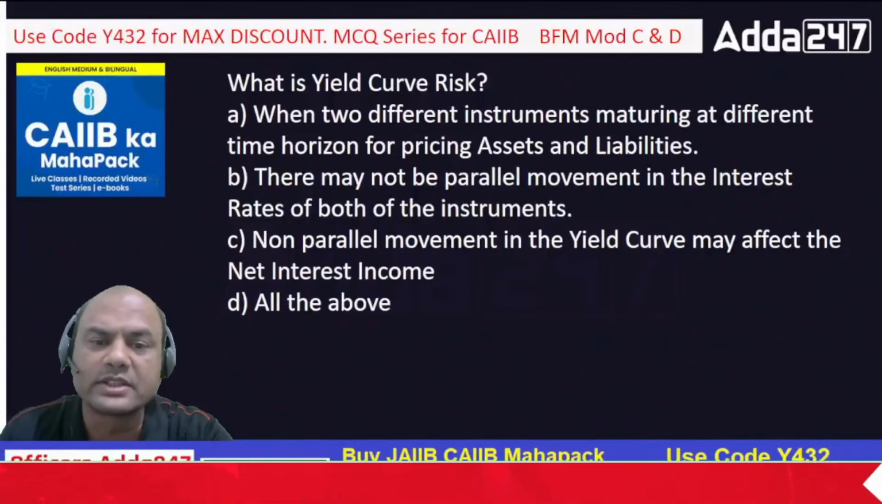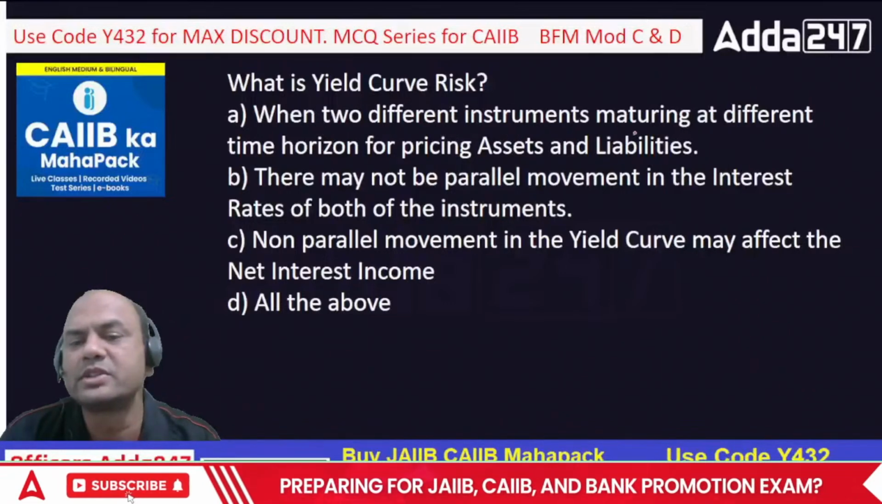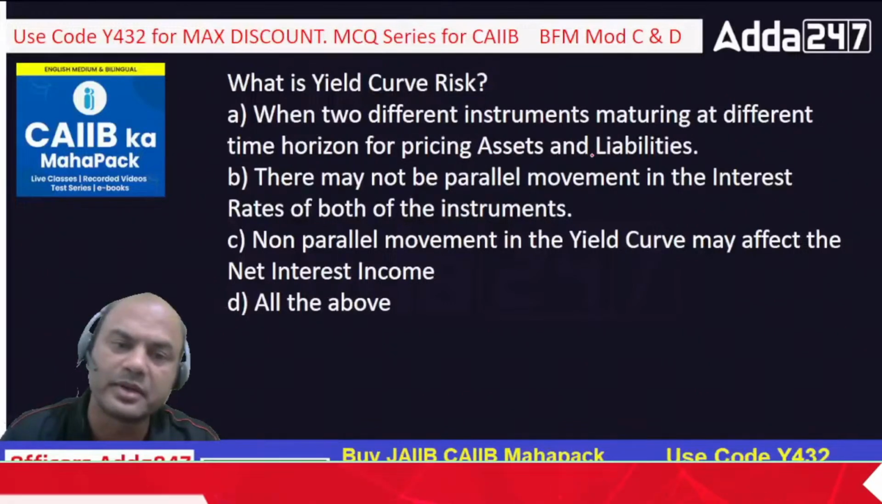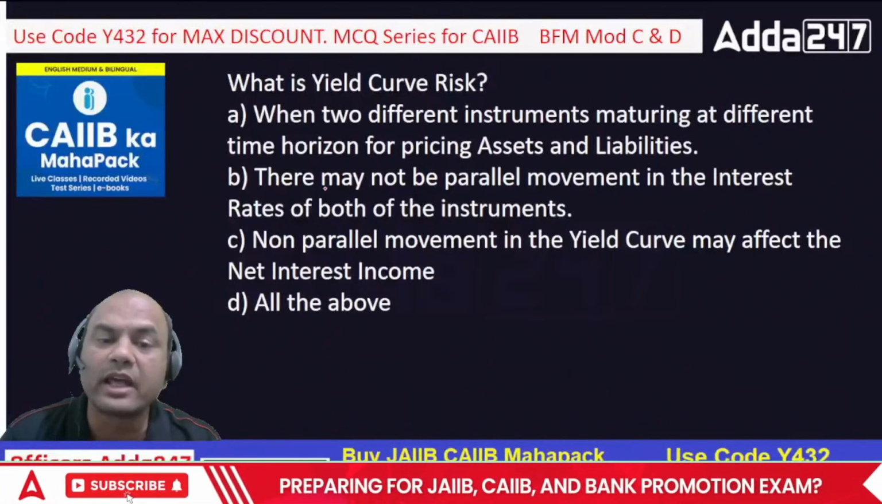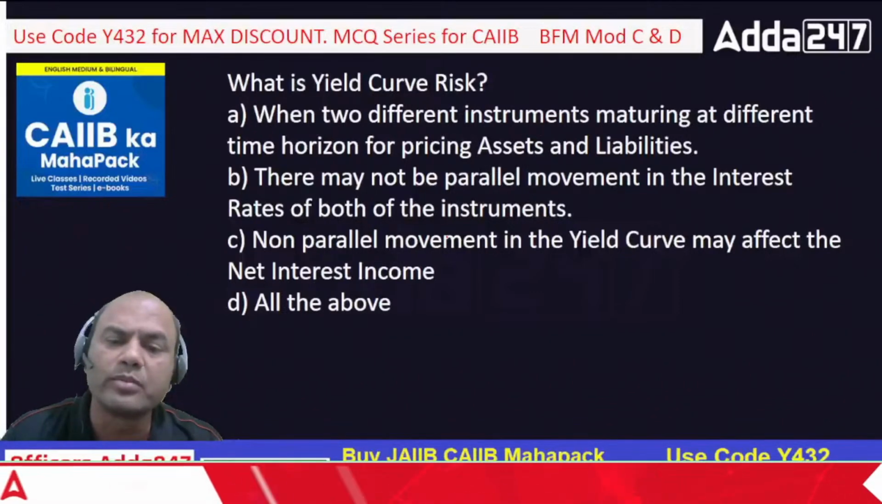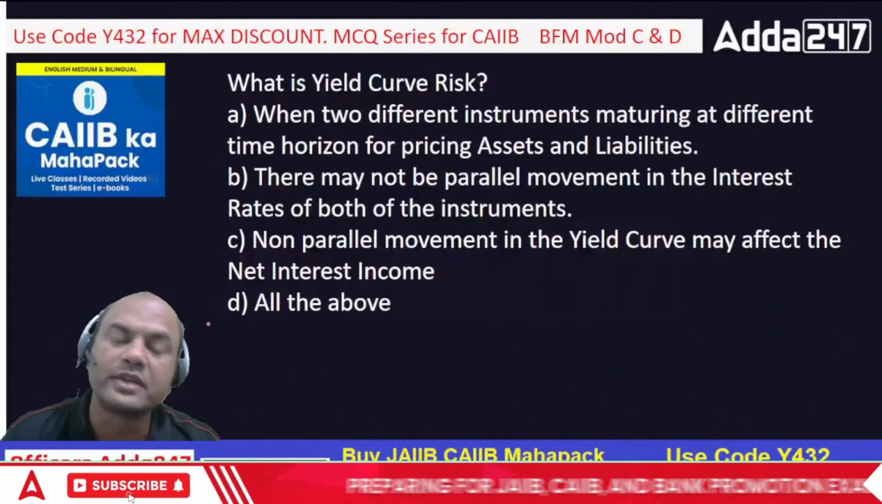What is the second option over here? What is the yield curve risk? When two different instruments maturing at different time horizons for pricing assets and liabilities, there may not be parallel movement in the interest rates in both the instruments. Just now we saw this, the 10 years and 3 months, right? Non-parallel movement in the yield curve may affect the net interest income and all of these.